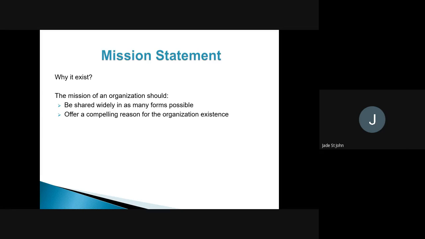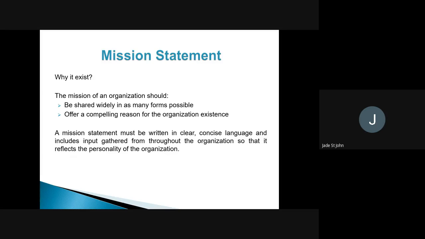No problem. So a mission statement must not be vague, disconnected, or an obvious statement. We don't want to say, if you are in the car sales business, and your mission statement is to sell cars. Well, duh, we know that you are selling cars, right? So a mission statement must be written in clear, concise language and include input gathered throughout the organization, so it reflects the personality of the organization.